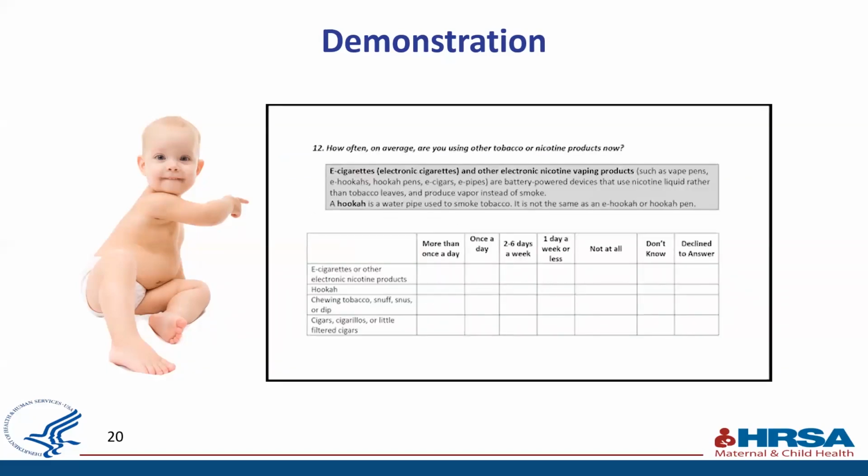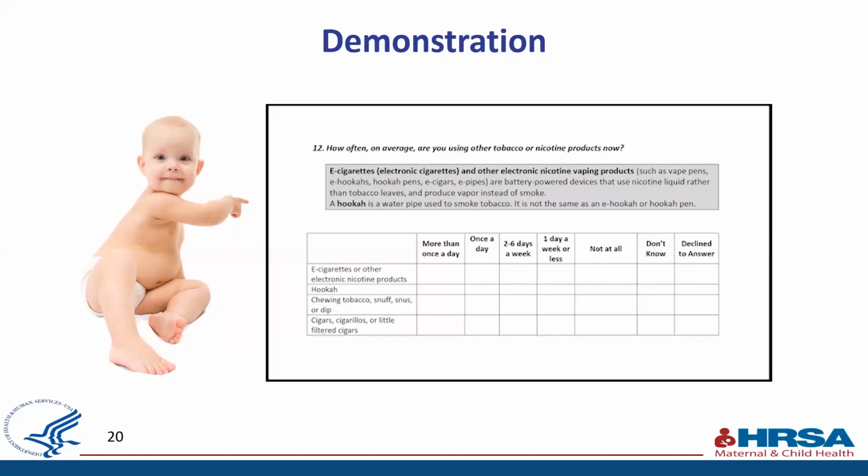Question 12 screens for tobacco and nicotine product use. For question 12, make sure you read through each nicotine product type and the possible answers for each. For example, more than once a day, 2 to 6 days a week, 1 day a week or less, not at all, don't know, or decline to answer. You should enter one answer for each nicotine product type.